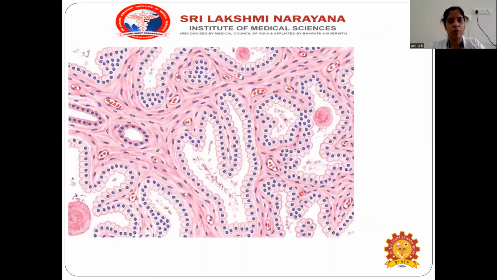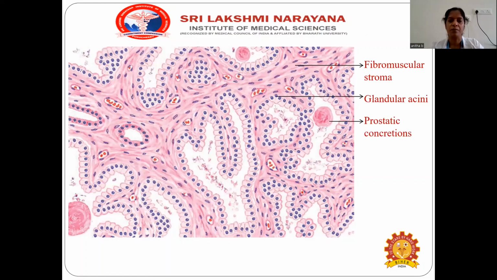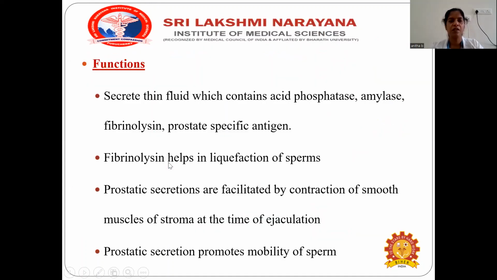So this is a slide of the prostate gland showing the fibromuscular stroma. These are the glandular parts. This is the prostatic concretion, that is the corpora amylaceae. So this is the prostatic secretion; only in elderly age does this become the prostatic concretion. Everything else, they are the glands. This is the fibromuscular stroma. So what are the functions of this prostate gland? It will produce a thin fluid.